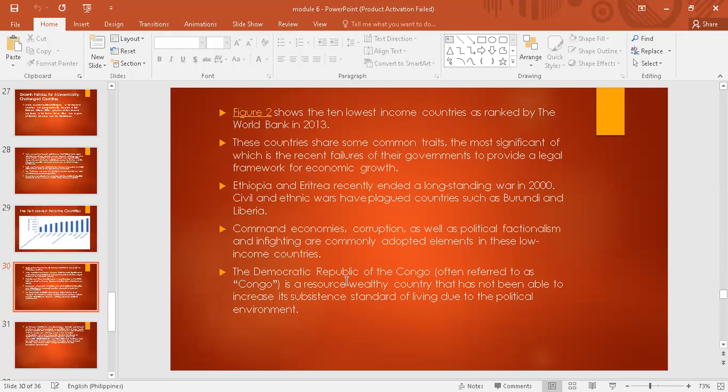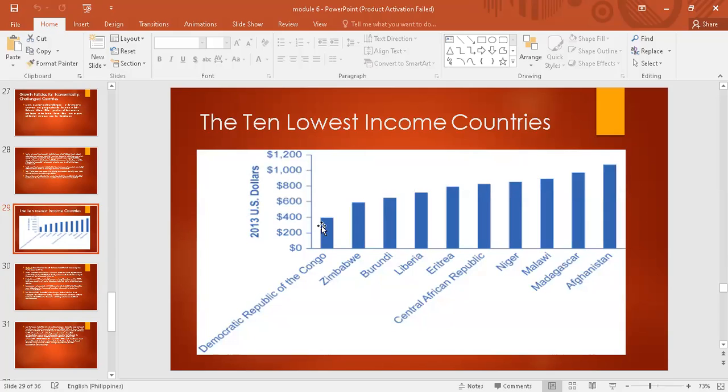Sa Congo, or Democratic Republic of Congo, it is a resource-wealthy country. Kaya nga lang, yung kanilang political environment hindi ganun kaayos. Doon sa ating data kanina, dito sa Congo, a person working, ang kanyang kinikita lamang sa buong taon ay aabot lang ng $20,000 per year.